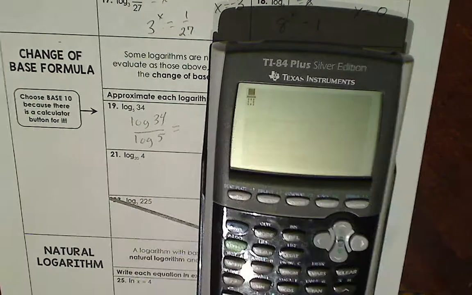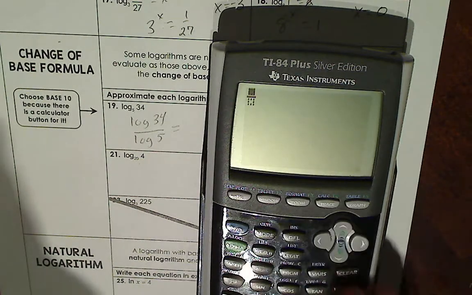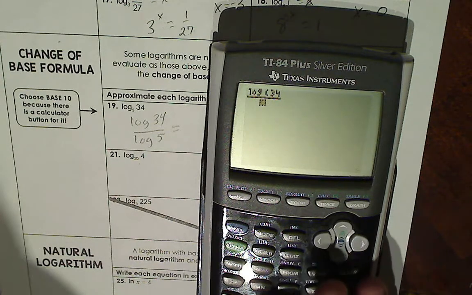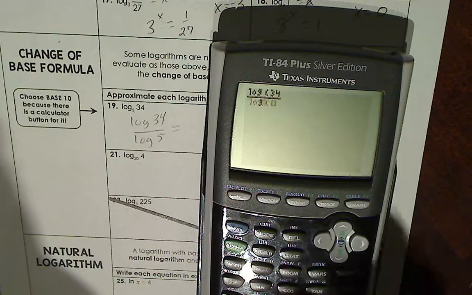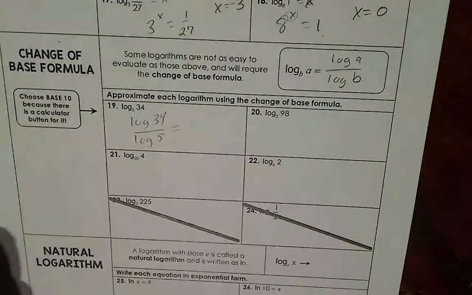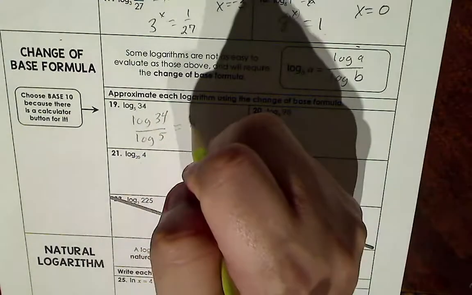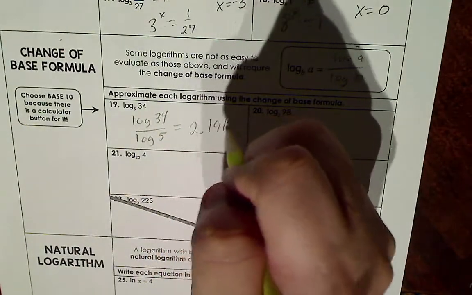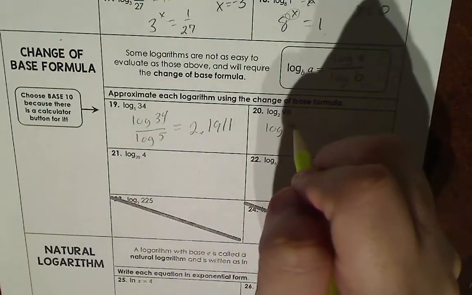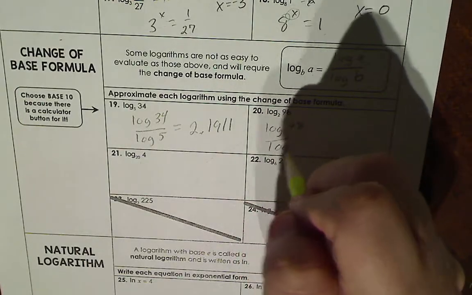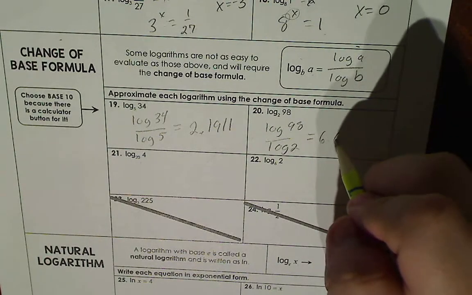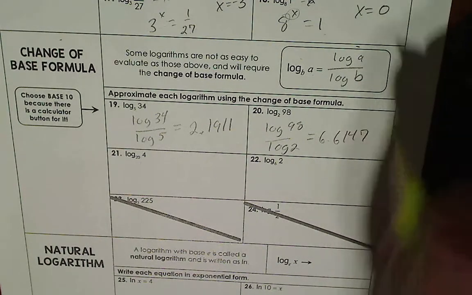So you can actually do log of 34 over log of 5 like this, and you get 2.1911. Log of 98 over log of 2 is equal to 6.6147. And again, I'm just plugging this in the calculator.